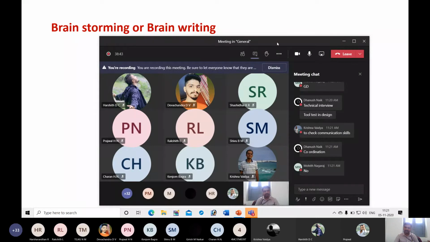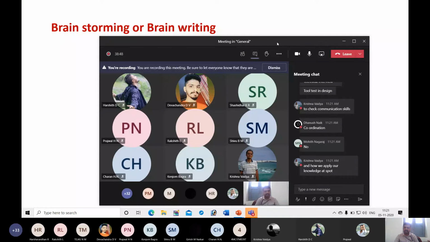So that means it is not only about speaking fluent English. They are going to consider a lot of things, and how we apply our knowledge on the spot. Again, testing communication skills, and they want to test how you behave in a group: whether you listen to others, whether you respect others, whether you try to dominate the group. They are going to look into various aspects.